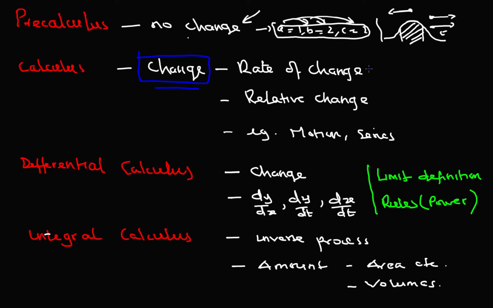Okay, so what are the two main aspects of this change? The two main aspects of this change could be the rate of change when we look at time. So relative to time, if something is changing relative to time, we'll say it's rate of change. It could be speed, it could be velocity, it could be anything that works against time, or with time. Now, we can also look at relative change. This is another concept. What is relative change?